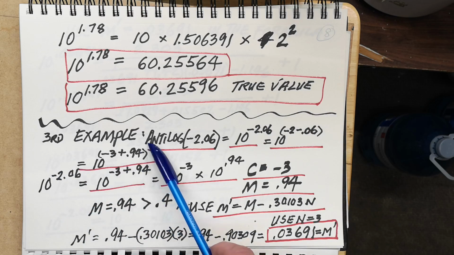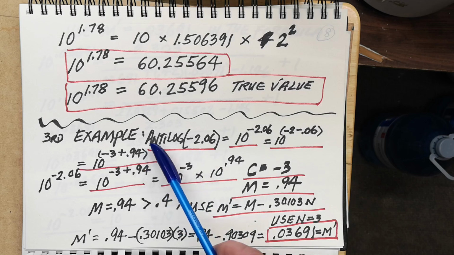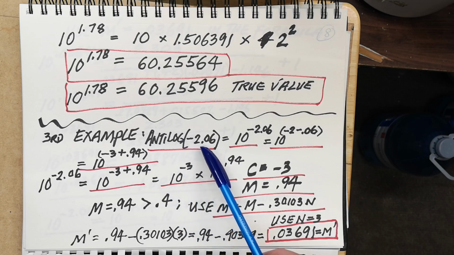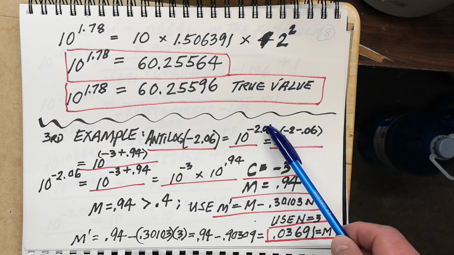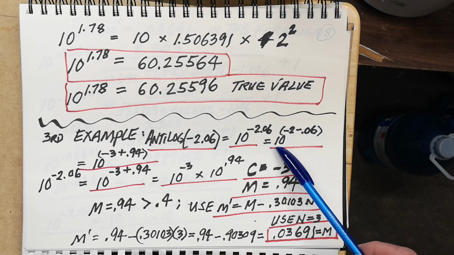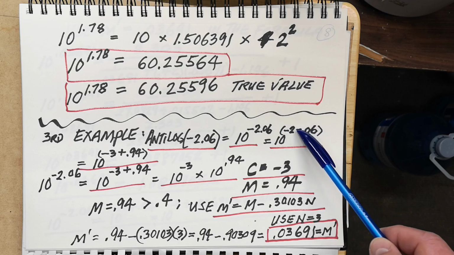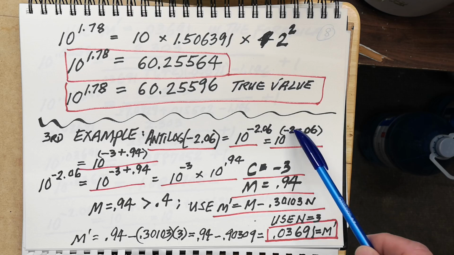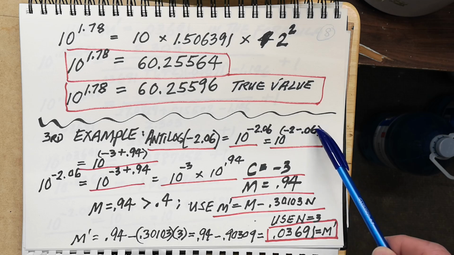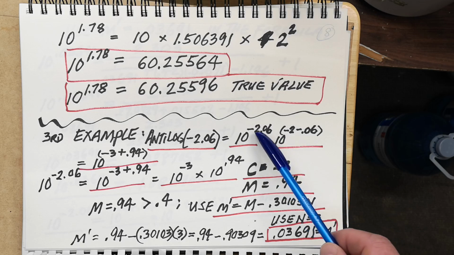For our third example, we'll use a negative number for our antilog. Find the antilog of negative 2.06. So 10 to the negative 2.06 is actually equal to 10 raised to the negative 2 minus 0.06, because these two, when you add them together, are equal to negative 2.06.